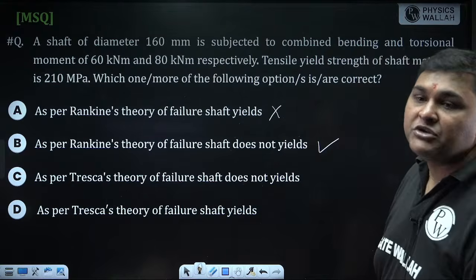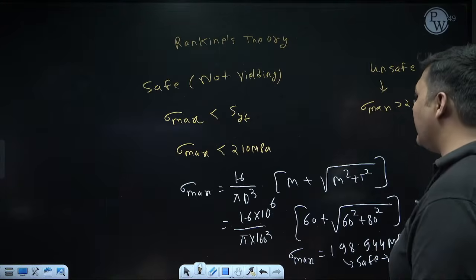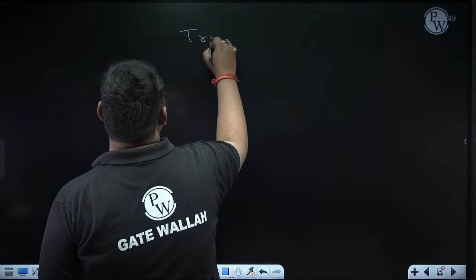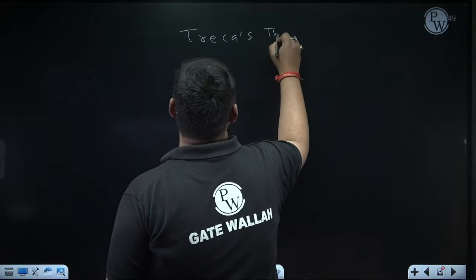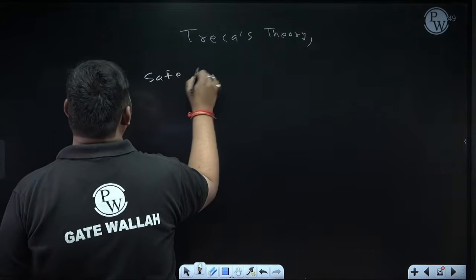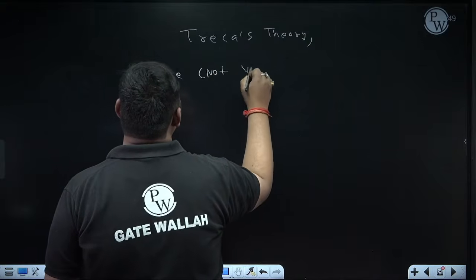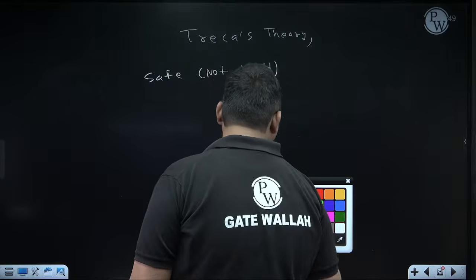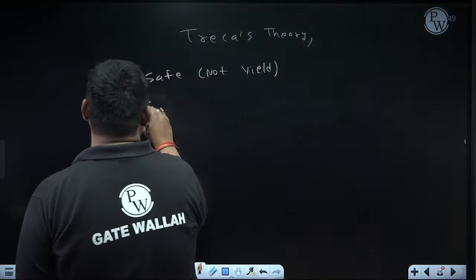Now next we have to check as per Tresca also. So what is the conclusion as per Tresca's theory? In Tresca's theory, the criterion of failure is maximum shear stress. So when will our shaft be safe? Safe means it does not yield. Whatever condition is coming, if it is satisfied, it will not yield as per Tresca. If it is not satisfied, it will yield.